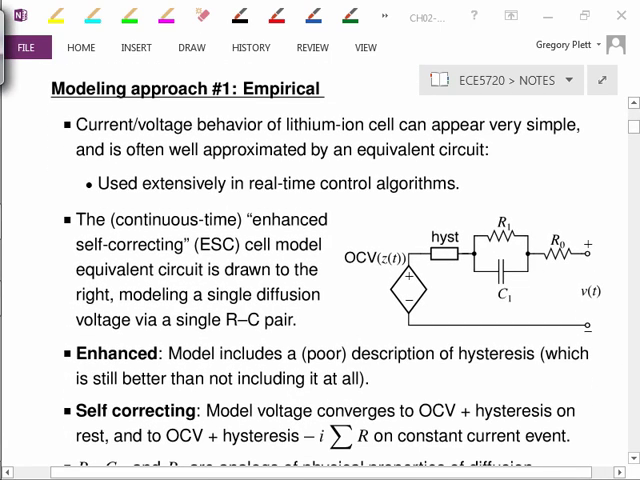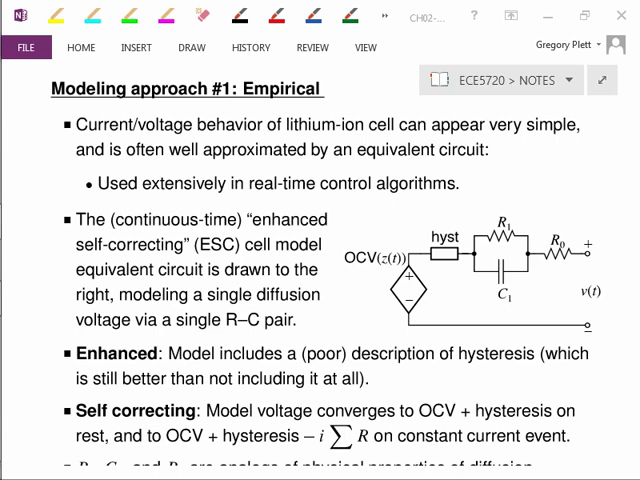So the first approach is an empirical modeling approach. If you collect a lot of data, especially using simple tests, so the data can be visualized in a way that might be helpful to understand how a cell works, it appears that the current to voltage behavior of a lithium-ion cell is fairly simple. And in fact, it often is well approximated using a circuit as an analog.